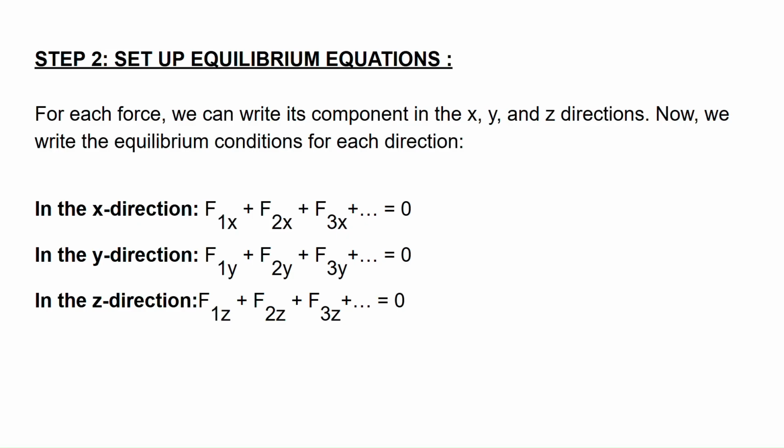Step 2. Set up equilibrium equations. For each force, we can write its component in the x, y, and z directions. Now, we write the equilibrium conditions for each direction. In the x direction, F1x plus F2x plus F3x equals 0. In the y direction, F1y plus F2y plus F3y equals 0. In the z direction, F1z plus F2z plus F3z equals 0.